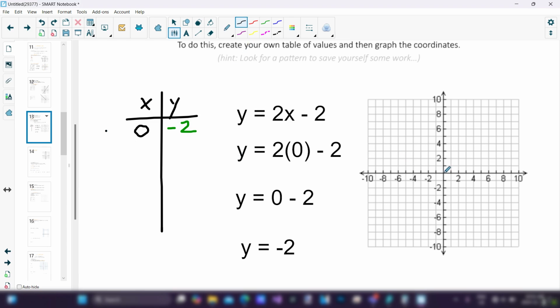So start at the origin. 0 on the x means you don't move anywhere in the x. You go down 2. So there is the first point.